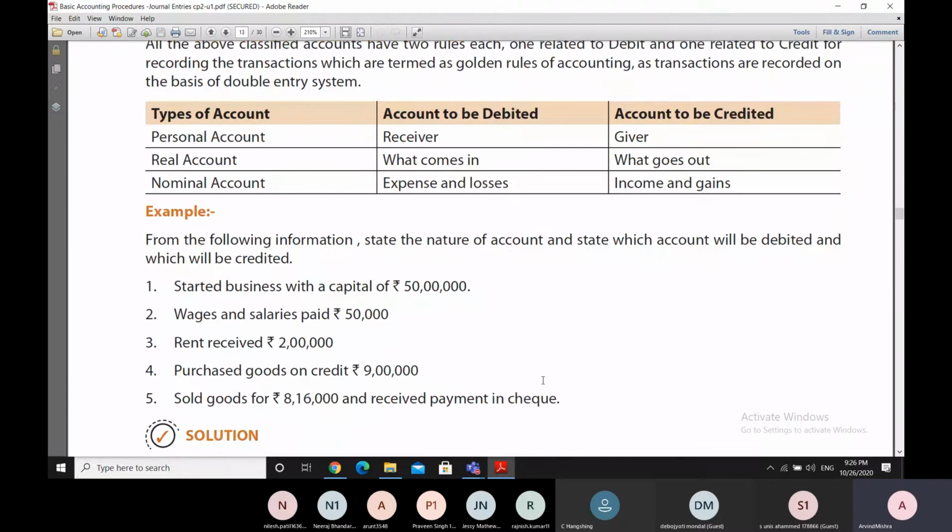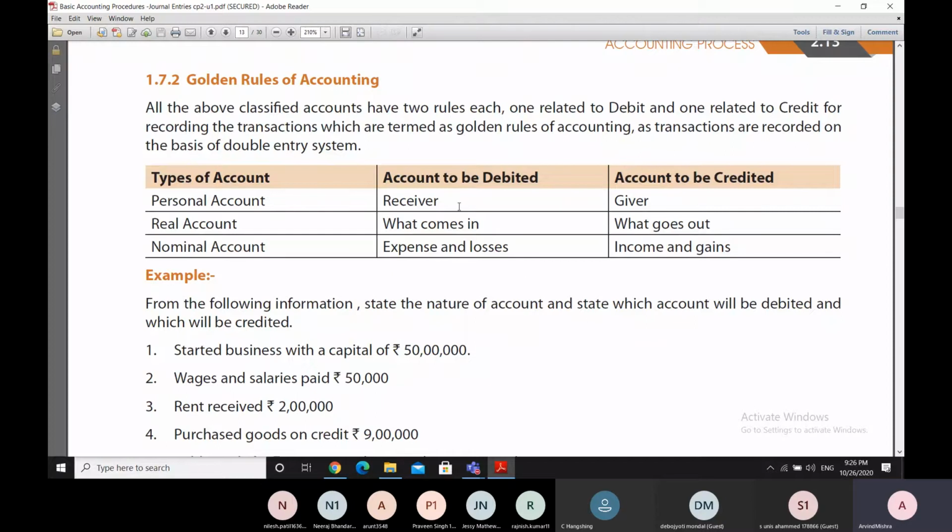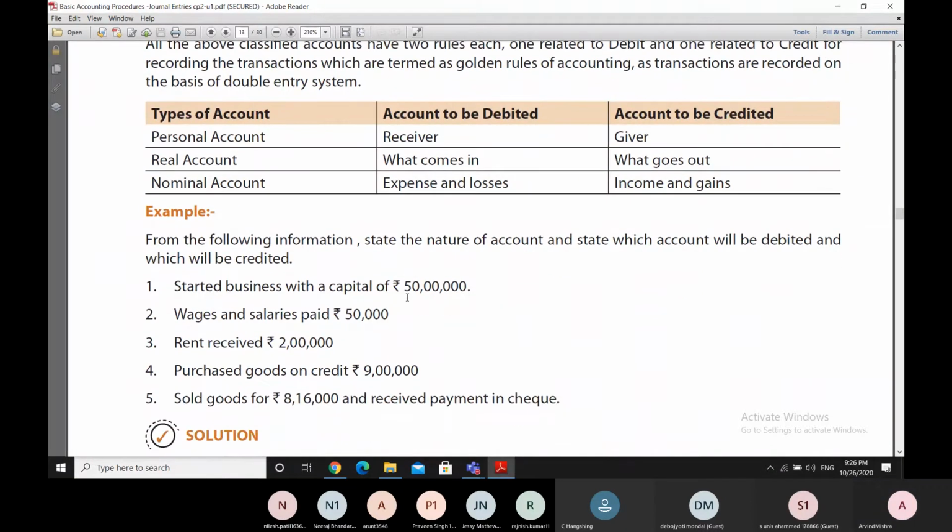Now let us take an example. We have some information in 5 lines and the question is to state the nature of that account. Nature of account means classification of the account, and state which account will be debited and which will be credited. So how do we find out which account will be debited and which account will be credited? We have to use these golden rules of accounting. Before we use the golden rules, we have to decide what is the nature of the account in which debit or credit will happen.